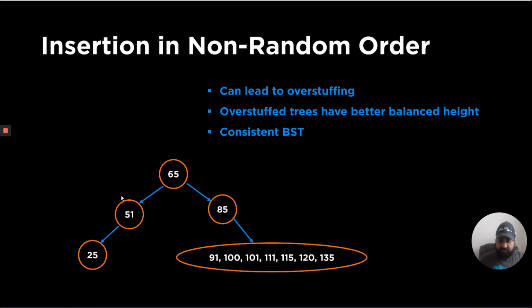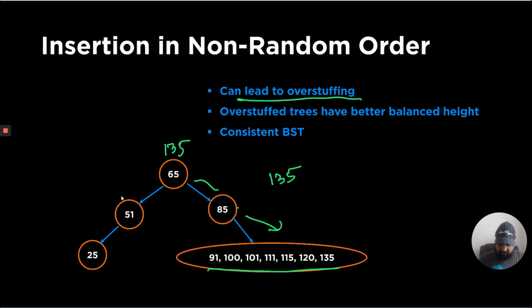The first con of this approach is that it can lead to overstuffing. What I mean by overstuffing is, let's say there are a lot of elements in this leaf node, and we are trying to search 135. We compare it with the root node, we go towards the right, we see that 135 is greater than 85, and then you are going to have to perform some linear search or a binary search here. So at the end of the day, we just got back to O of n complexity. That is the con of this approach.